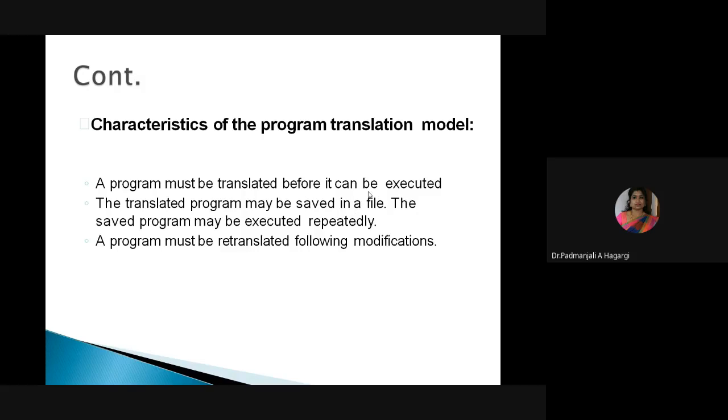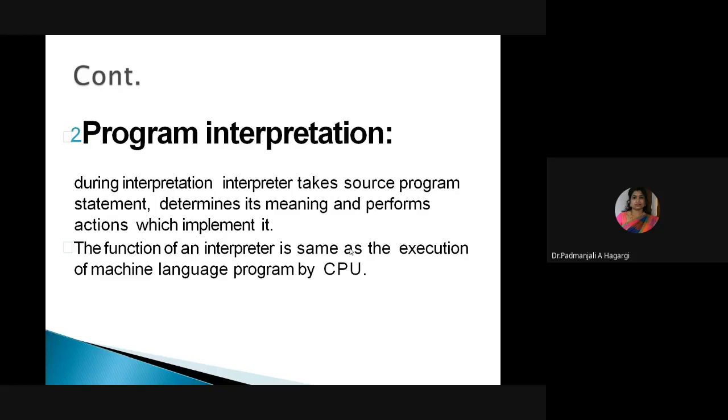and that translated program saved in the file, the saved program may be repeatedly executed. The program must be translated following modifications.